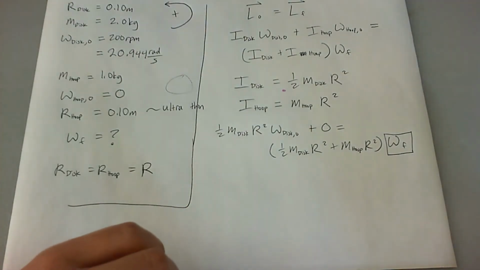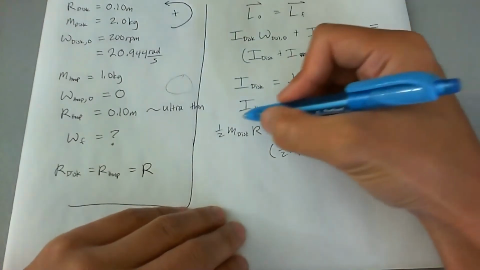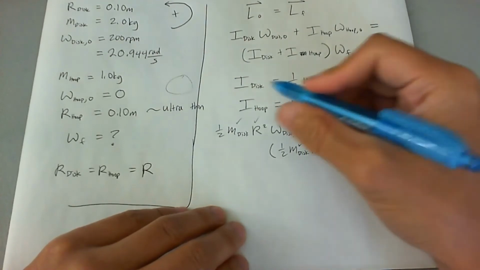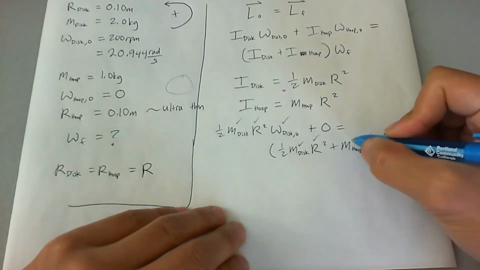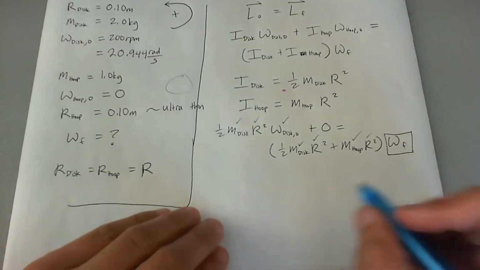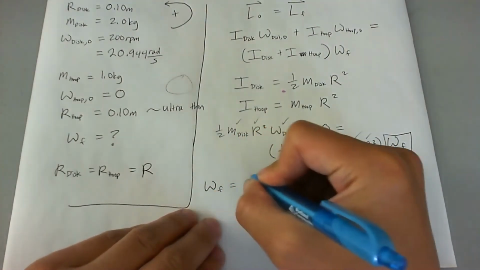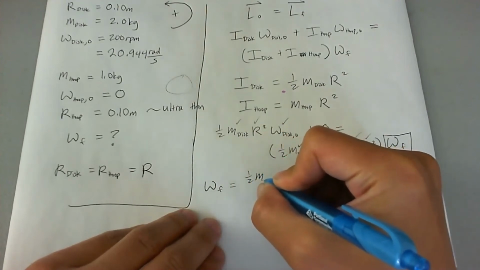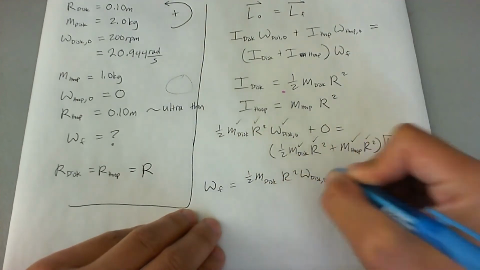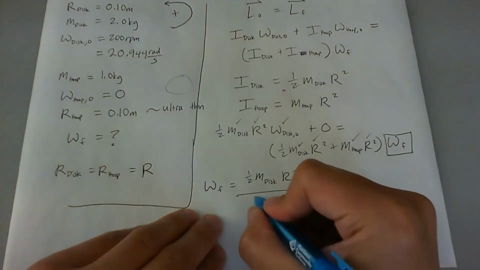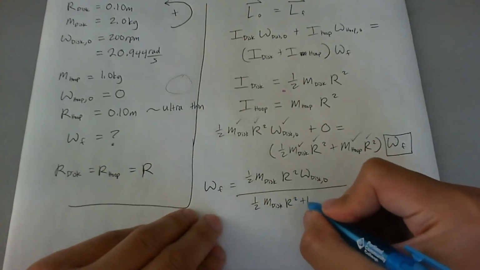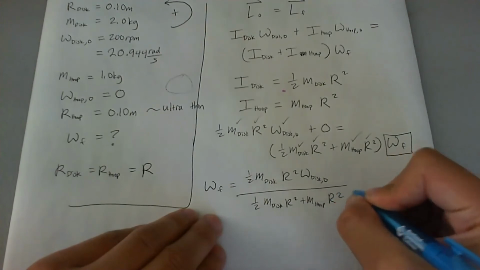Let's make sure that all of these are given to us. We have M disk right over here. We have R. We have omega disk naught. We have M disk again. We have R, R. We also have M hoop. So voila, we now have the capacity to solve for omega F. Isolating omega F, we get 1/2 M disk R squared omega disk naught, divided by 1/2 M disk R squared plus M hoop R squared.